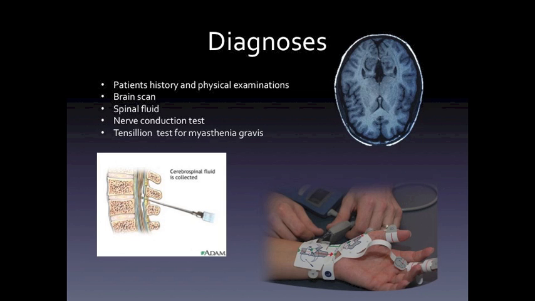So in order to know if you really are infected with botulism, doctors look at a patient's history, and that's usually not enough to know if you are infected, so they look at brain scans and spinal fluids. The reason they do this is because there are other diseases out there that have the same symptoms.